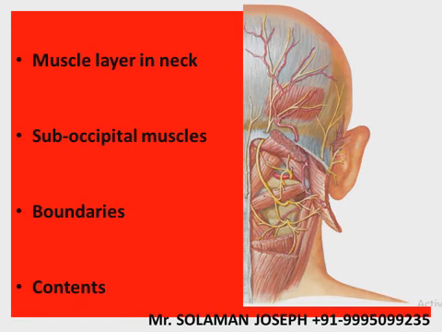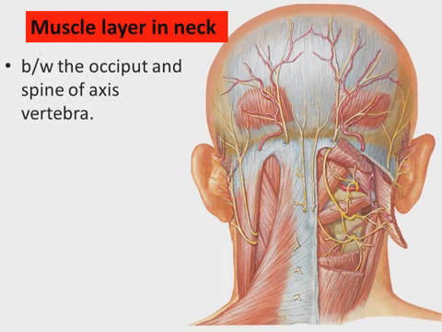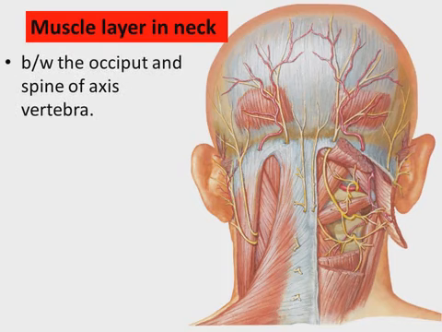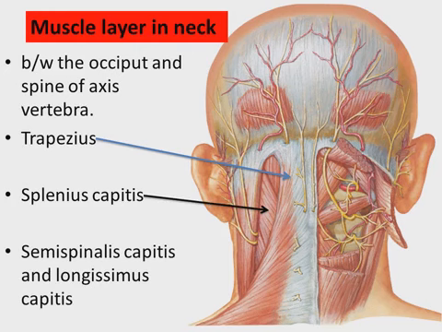First, we can discuss the muscular layer in the neck region. The suboccipital region is seen between the subocciput and the spine of the axis vertebra. There we can see the four muscular layers, which are represented by the trapezius. Here we can see the trapezius muscle, the splenius capitis muscle, the semispinalis capitis and the longissimus capitis muscles.